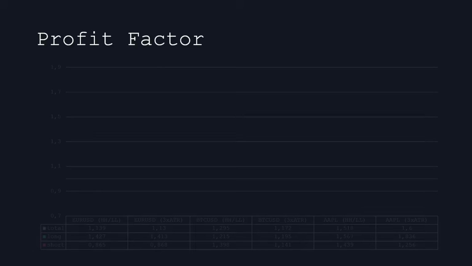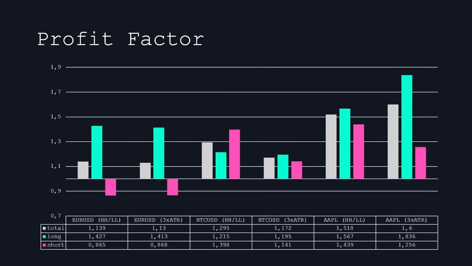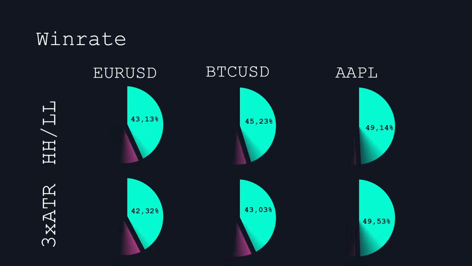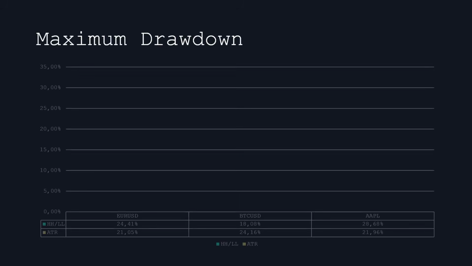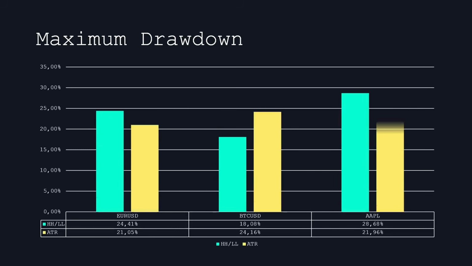Let's have now also a look at the profit factors. Here we can see that the short trades of the Euro USD weren't really profitable, but the strategy had a decent profit factor at the Apple stock. If we have a look at the win rate, we also see that the Apple stock had the highest win rate of all three markets. But also the maximum drawdown were the highest, so probably we should decrease the risk percent per trade.